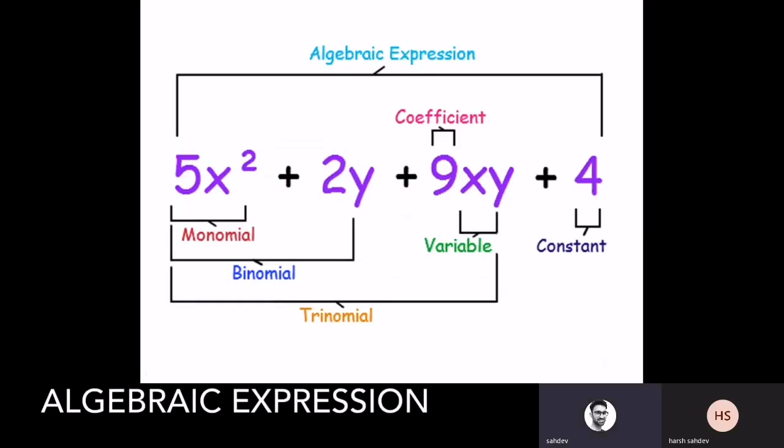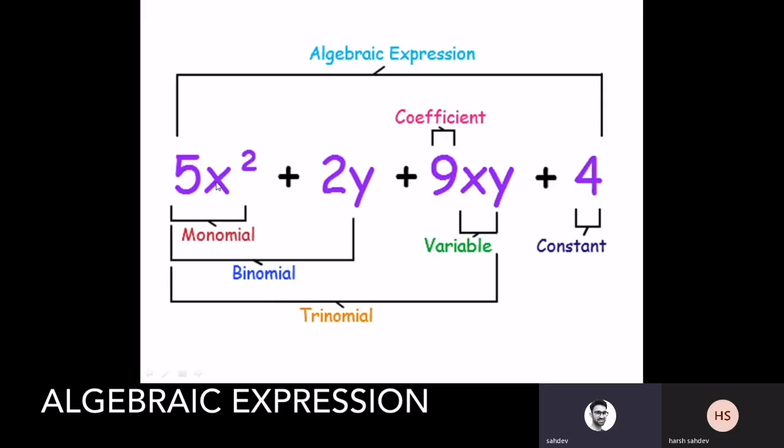Now next, algebraic expressions. There are different types of expressions. Monomial, where there is only one term, like this is just one term. When there are two terms, it becomes binomial. When there are three terms, it becomes trinomial. And there is the same thing in expression also.